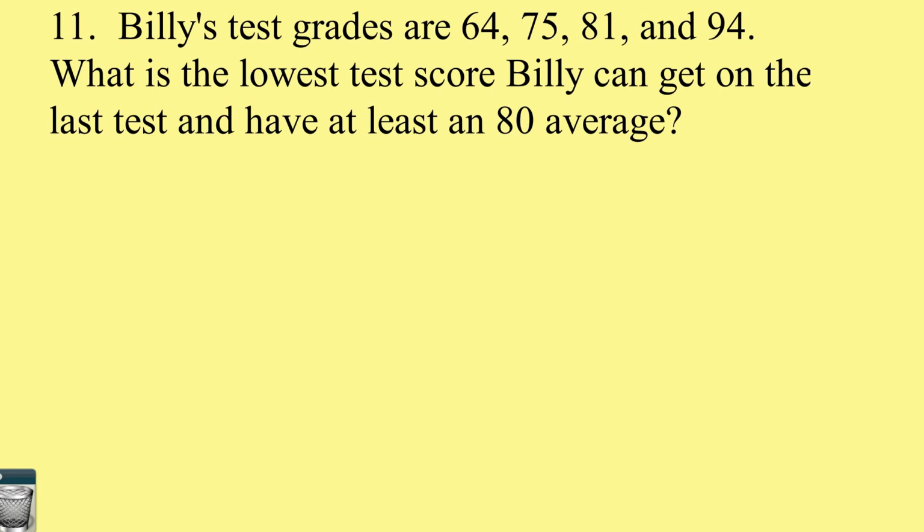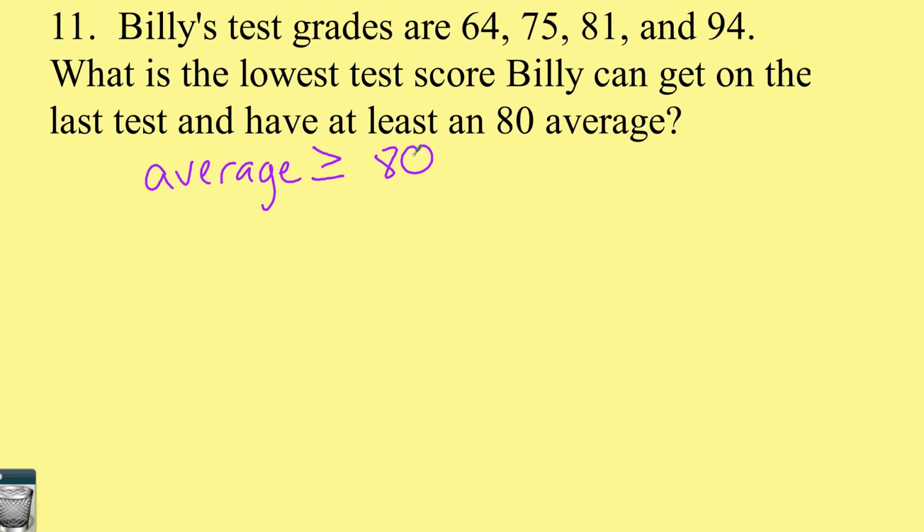Let's see, 11. All right, word problem. Okay, so now let's apply it to the real world. Billy's test grades are 64, 75, 81, and 94. What's the lowest test score Billy can get on the last test and have at least an 80 average? Okay, so we want his average to be at least an 80. Okay, so think about what that means. Oh man, you say this all the time. Come on, Miss Cross, I need to at least pass. Okay, so I need it to be bigger than or equal to 80.